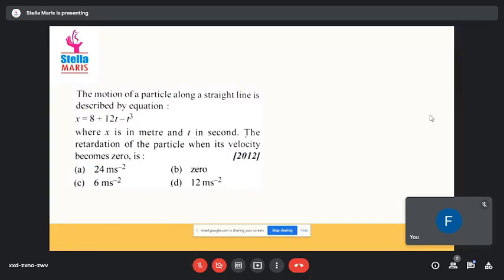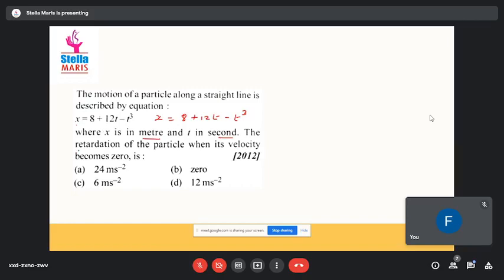Here in the next sum, they have said the motion of a particle along a straight line is described. They have given the motion as an equation: x is equal to 8 plus 12t minus t cube, where x is in meters and t is in seconds. The retardation of the particle when its velocity becomes 0.